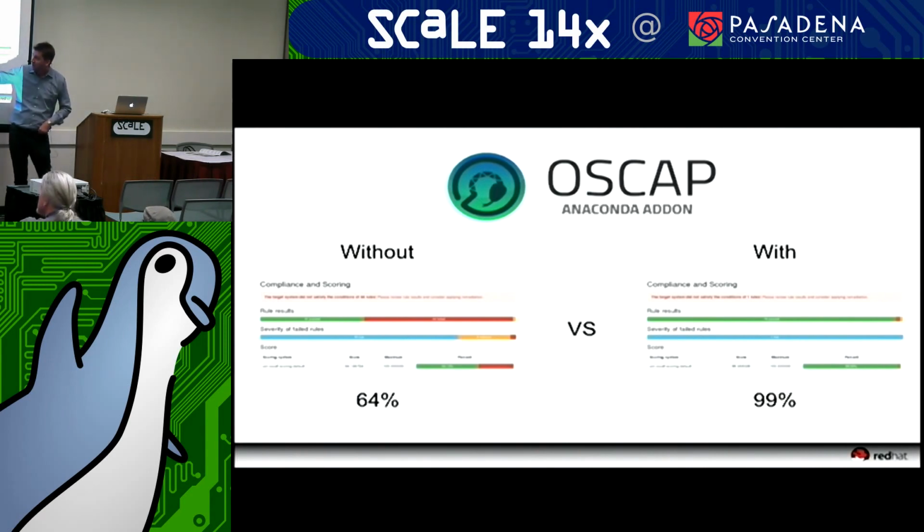And so let's take an example of the value this is providing. On the left side, this is doing a base install on RHEL and then running this particular policy check, and it was only at 64% compliance score. This is with selecting the policy and having it applied during the install process and then running the scan after, and it was roughly 99% compliant. Right? So from the get-go, your systems are secure and not exposed to any vulnerabilities right away. So good practice for enterprise deployments.